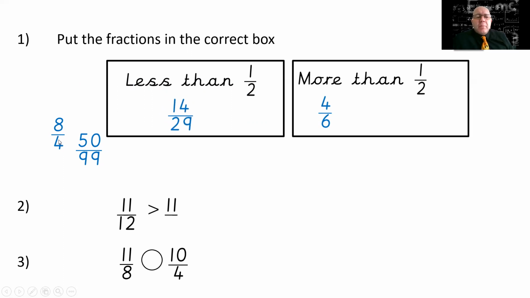8/4. We don't even need to think about this one because our numerator is bigger than our denominator. We've got an improper fraction, and an improper fraction is bigger than 1. So it's certainly bigger than a half. And finally, 50/99. Same again, if we just halve the denominator, half of 99 is 49.5. But we've got 50. So 49.5/99 would be a half. We've got 50. We've got more than a half. So that goes over there. It's just a very quick way of looking at the size of a fraction, comparing it to a half. So you halve the denominator and then see if the numerator is bigger or smaller than that.